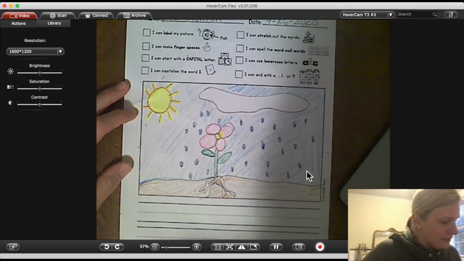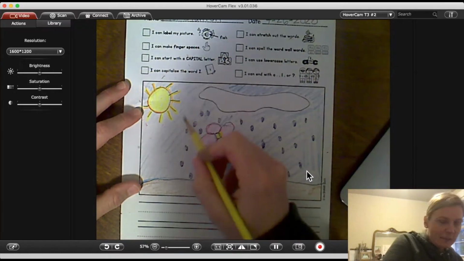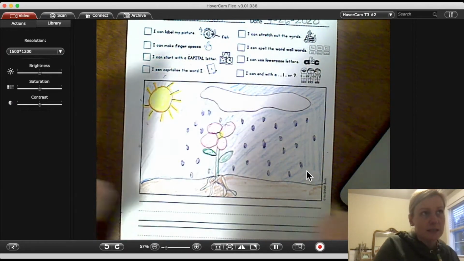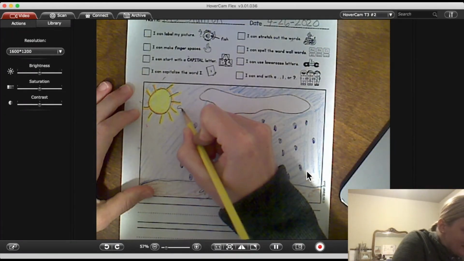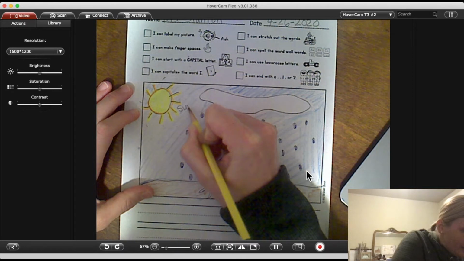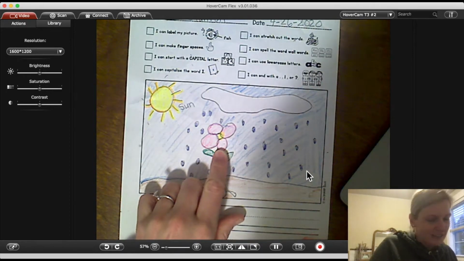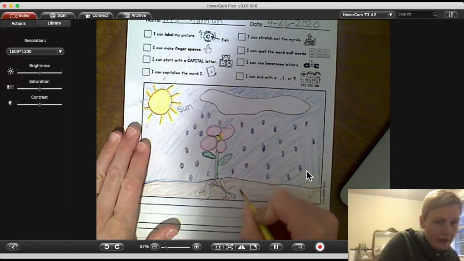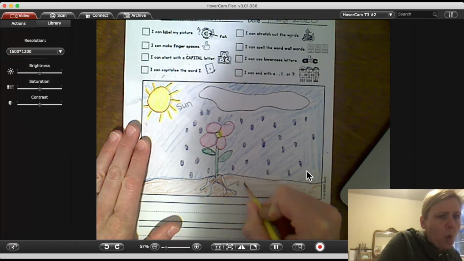Now I am ready to label some things in my picture here. Let's see here. I can label sun. Let's stretch out that word together. Ready? Sun. Okay. This is what is that? It's a flower. Can we name the parts? Let's go down here. These are the roots, right? Roots. Ooh. 2 O's. Roots.